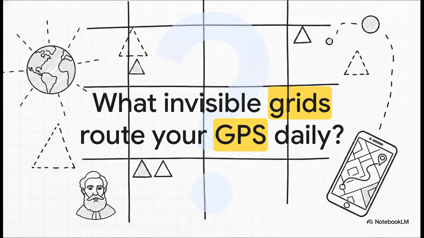As we wrap up this explainer, I want to leave you with a thought. What invisible mathematical coordinate grids and precise geometric shapes are actively determining the exact route your GPS is guiding you on right now? The next time you pull up a map on your phone, think of René Descartes, remember your abscissa and ordinate, and remember everything from this masterclass.